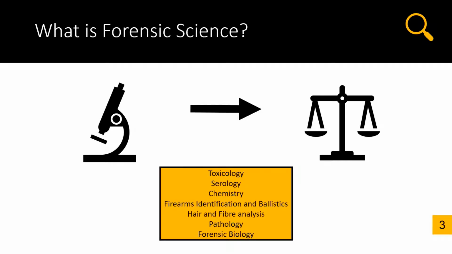Some examples of forensic science disciplines are toxicology, the study of the adverse effects of toxins on living things; serology, the identification of body fluids; chemistry, the identification of unknown substances; firearms, the identification of firearms based off of discharged bullets and cartridges; hair and fiber analysis, the comparison of known and unknown fibers or hairs; pathology, identifying the cause of death and the post-mortem interval; and finally, forensic biology, the analysis of DNA. We will focus on forensic biology and its uses for the rest of our presentation.